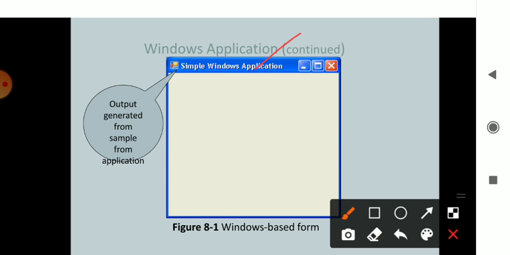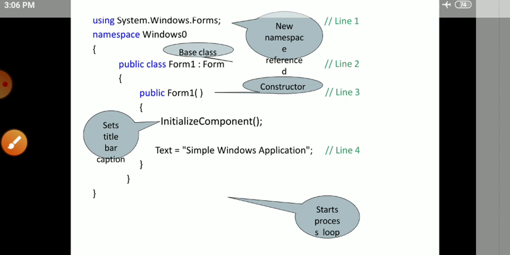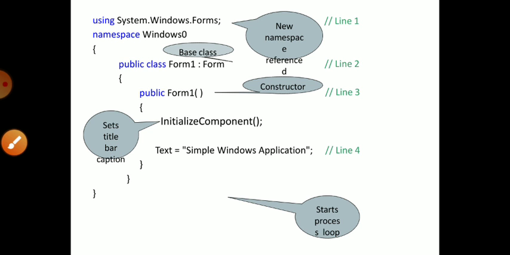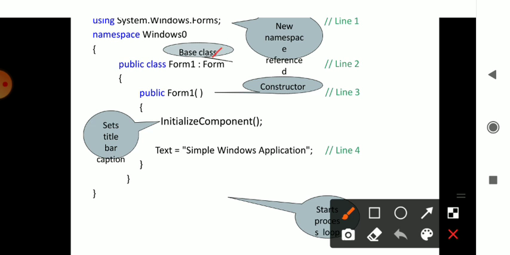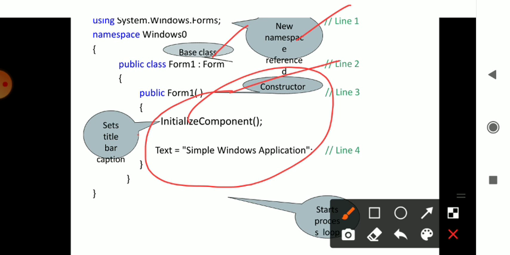The title bar has the text Windows form, which is what you want to display. Here in the code, what has been specified is the base class, the namespace, and then the constructor, which sets the title bar. Whatever you write here will be placed onto the title bar.